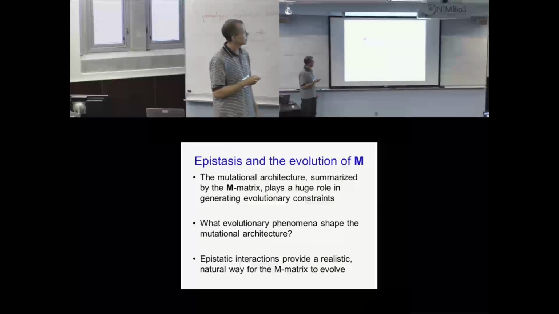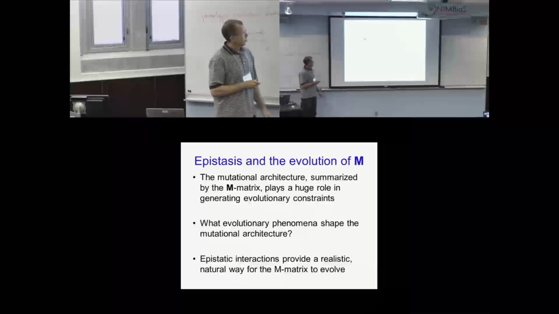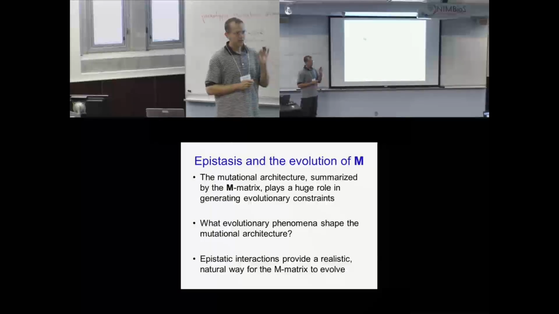All right, and then the question is, what evolutionary phenomena shape the mutational architecture? And a model involving epistasis provides a more realistic way for the M matrix to evolve than other more contrived ways, probably. I mean, we don't really know because we don't understand epistasis well enough for complex traits. All right, so the question is, what changes that M matrix, right? And we're going to allow evolution in these simulated populations and see if adding epistasis affects the M matrix.